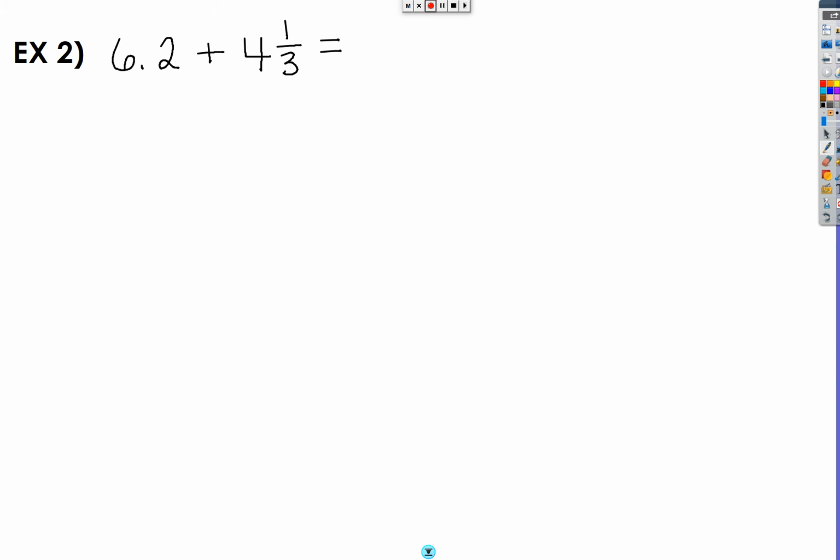Next problem. So 6.2 plus 4 1/3. So same thing, try the problem, press pause, and then press play when you are ready.